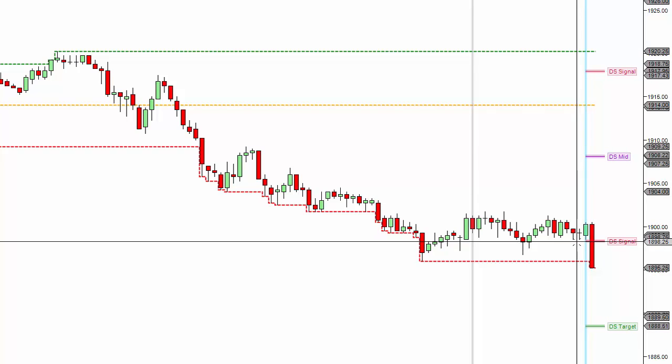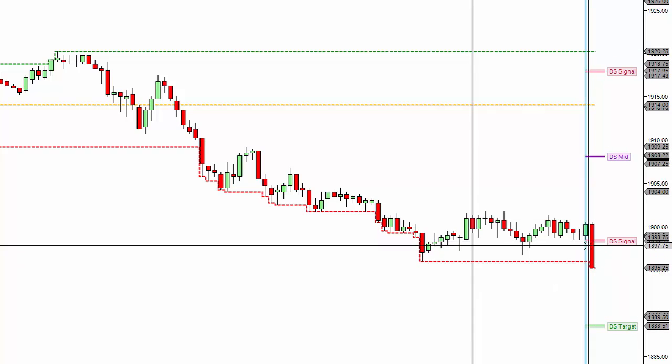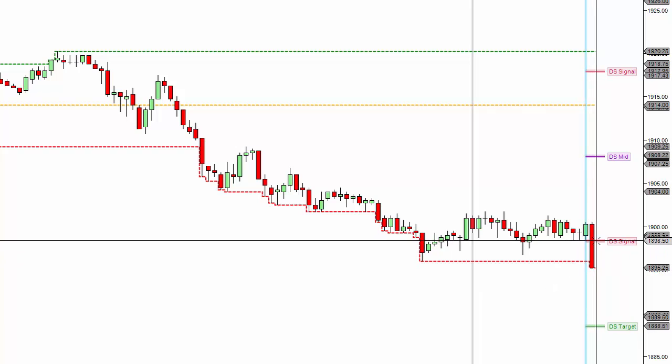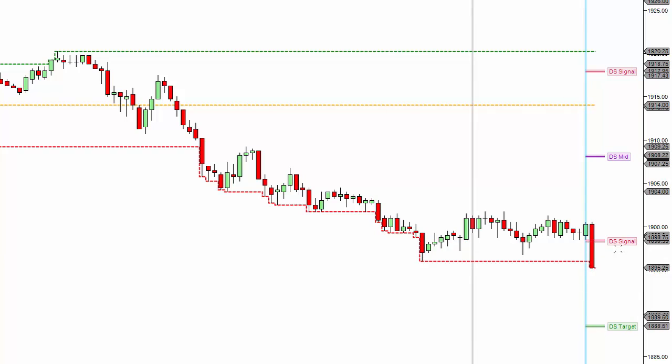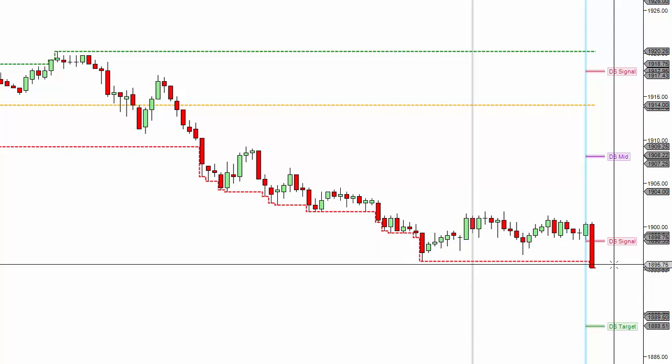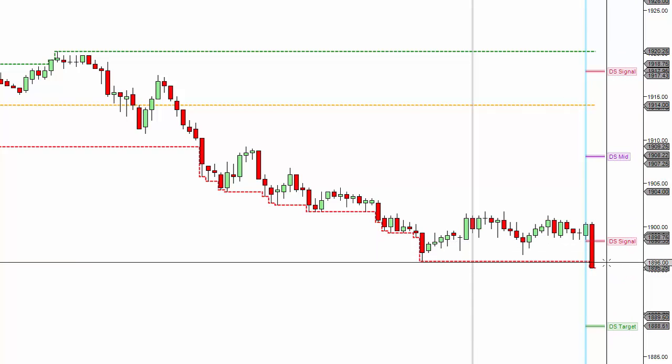Now that we opened and then closed a 5-minute bar below the daily structure signal, we would be looking to get short right here at around 1898. What actually happens is we get short at 1898 quarter. In the video that you'll see, I get half the position in at quarter, and then I put the other half in at 98.00.